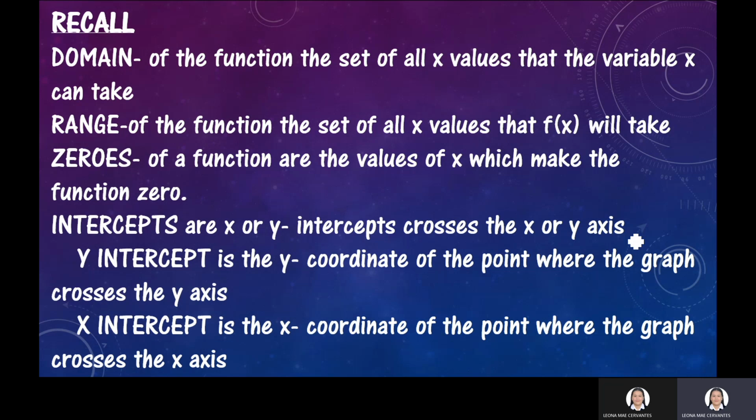Intercepts are the x or y intercepts where the graph crosses the x or y axis. The y-intercept is the y-coordinate of the point where the graph crosses the y-axis. The x-intercept is the x-coordinate of the point where the graph crosses the x-axis.